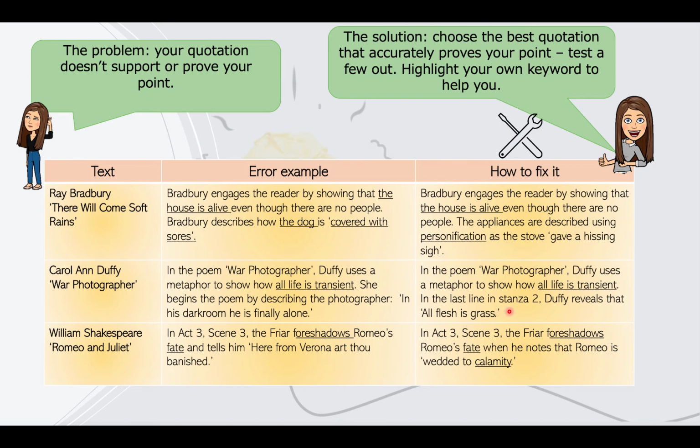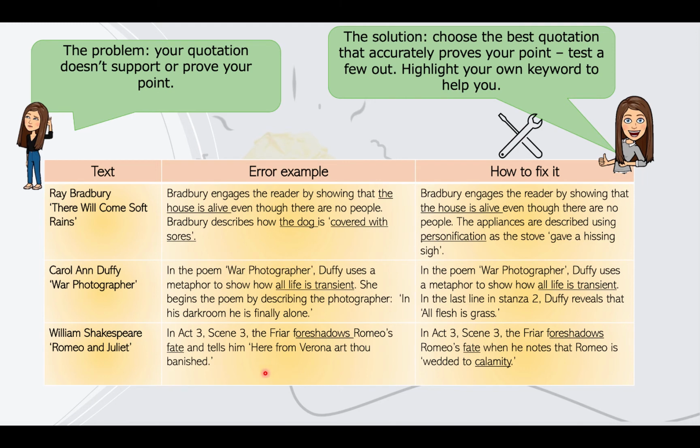In the last line in stanza 2, Duffy reveals that all flesh is grass. So now this is much clearer, and you can then go on to talk about what this metaphor shows and what it represents in terms of life and its transience.